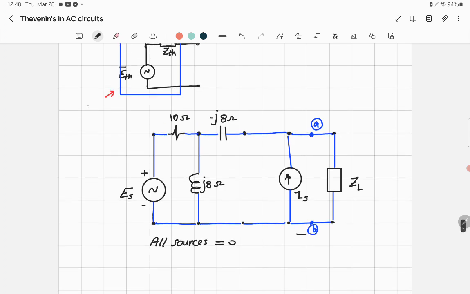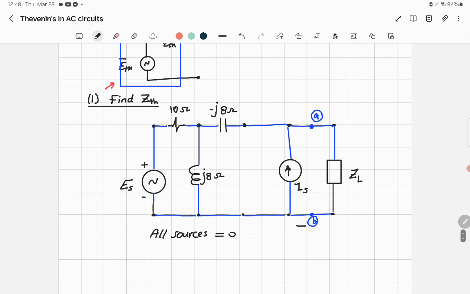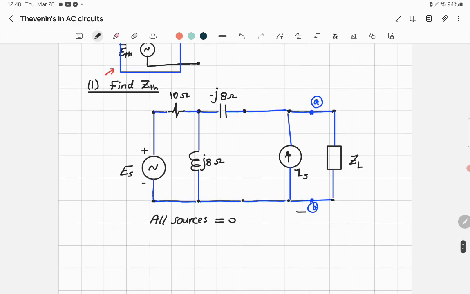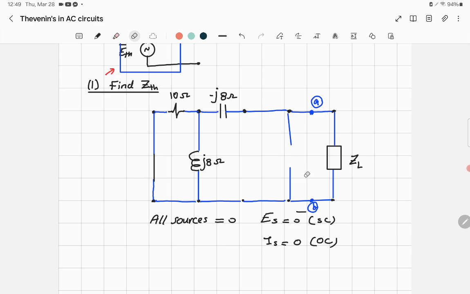So let's just write here, step number 1, find Z Thevenin. How do you put all source values to zero? ES equal to 0 means short circuit, and IS equal to 0 means open circuit. So to make the short circuit, I remove the voltage source and I replace it with a wire. To make the current source equal 0, you just remove it, don't replace it. It's an open circuit, nothing is here. Actually, you can remove the whole wire, open circuit.